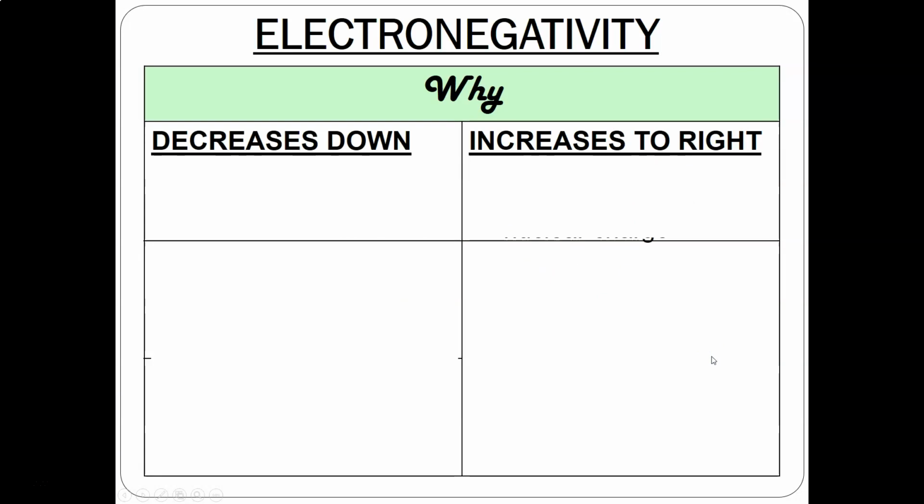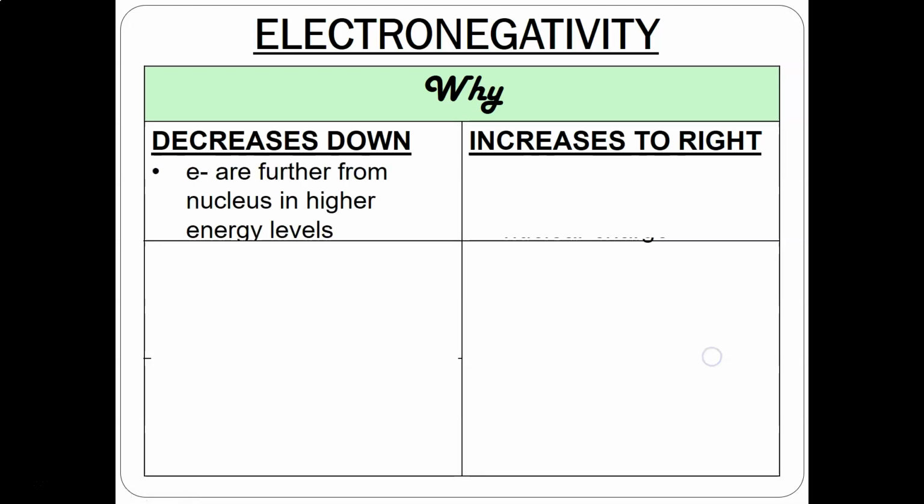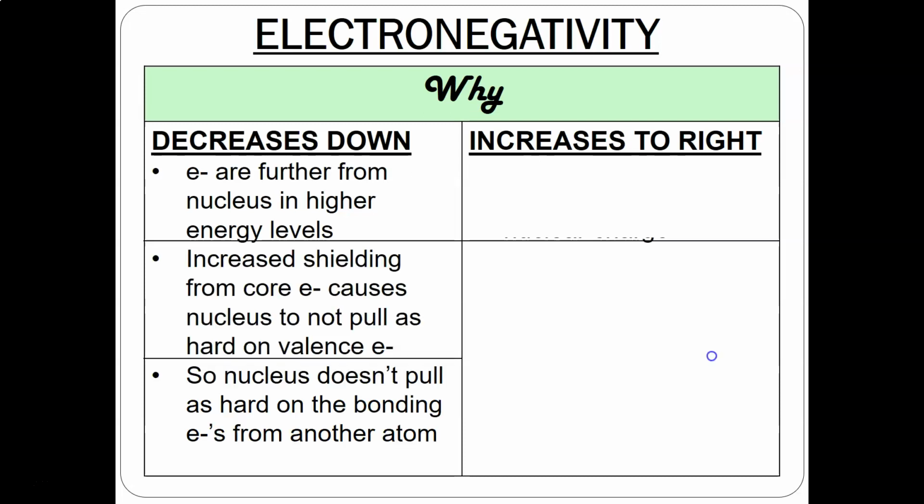So let's look at why it decreases going downwards. That's because the electrons are further from the nucleus. They're in those higher energy levels. Okay, well, that's like a 1-point answer. To get the rest of your points, you need to explain that because there's increased shielding, you're not going to really have as hard of a tug between the nucleus and the valence electrons. And because that attraction is not as strong, it's going to allow the electrons to be pulled away from the atom a little bit easier. Okay?